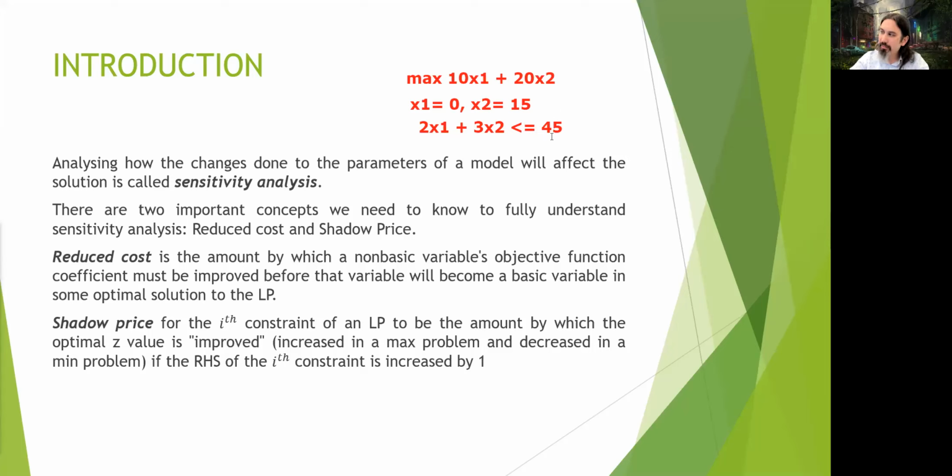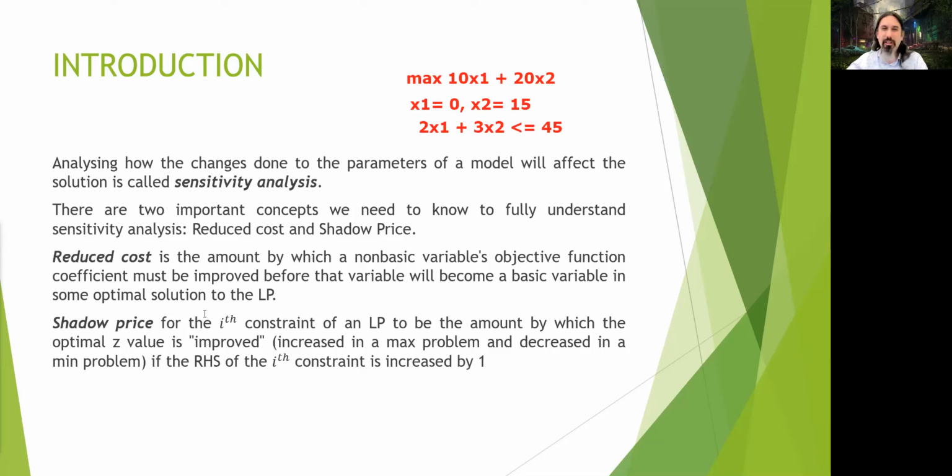So if I increase 45 to 46, how much will my Z value change? At the moment, my Z value is 15 times 20, which is 300. That's okay. But if I had 46 instead of 45, how much of an increase would I have on my Z value? This is my shadow price, okay? How much is the Z value improved? So if I increase my right-hand side by 1 point, how much does my Z value increase or improve?